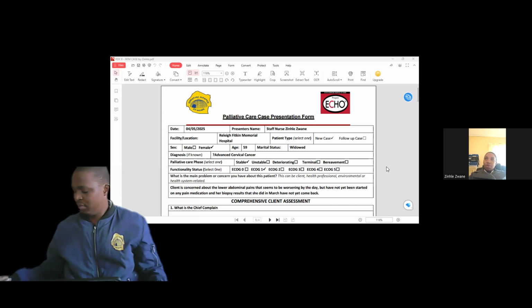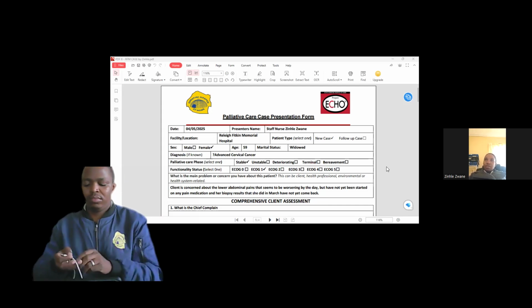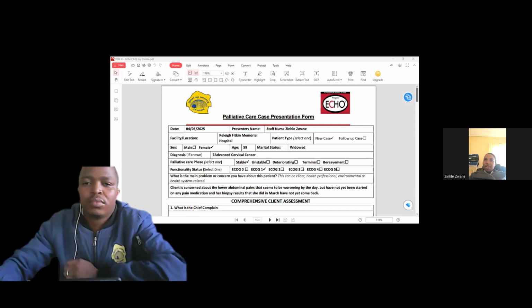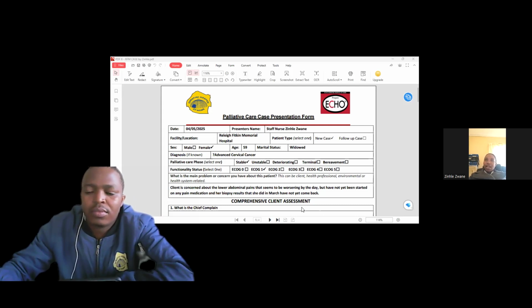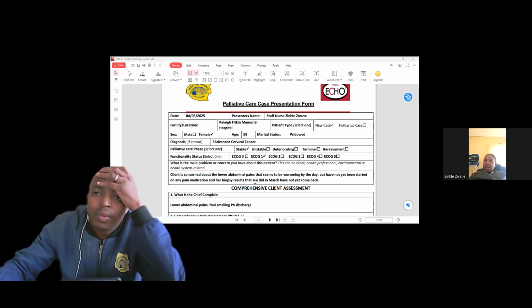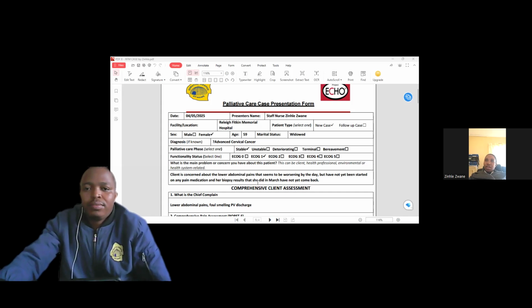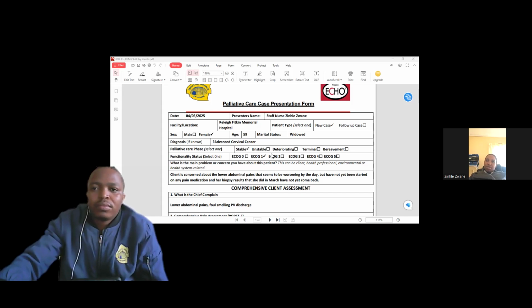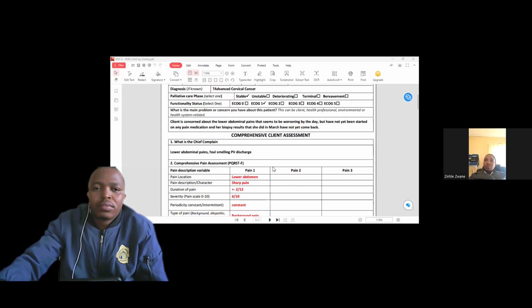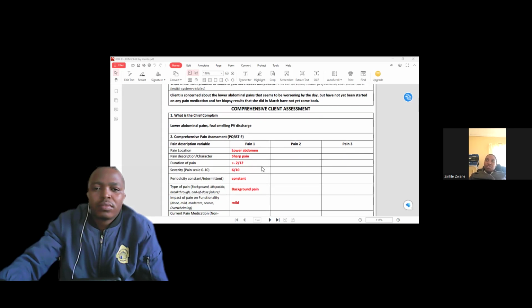So when we first saw the patient, she was stable. Performance status was equal to 1. The problem of concern to the client was some lower abdominal pain that seems to be worsening by the day, but she has not yet been started on any pain medication. She did a biopsy in March this year, but the results were not yet out. Her chief complaint was low abdominal pain and some foul-smelling PV discharge.